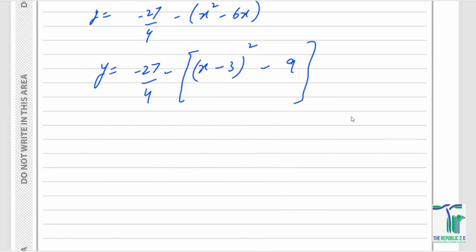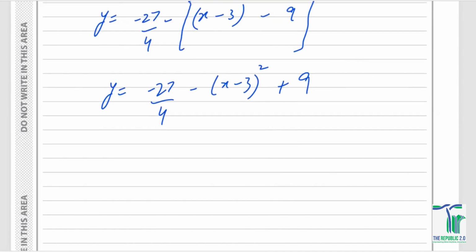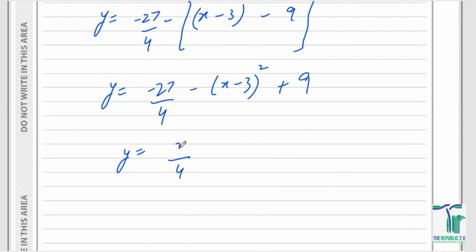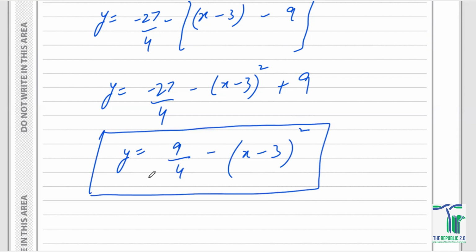Now I'm just going to solve it down. So I would be having y is equal to negative 27 by 4 minus (x minus 3) square, and then plus 9. And as we all know, negative 27 plus 4 times 9 upon 4, it has to be something like 36 upon 4. 4 nines are 36. Yeah, it has to be 36 minus 27, which is 9 by 4 minus (x minus 3) square. So that is the quadratic expression that we've been looking for.